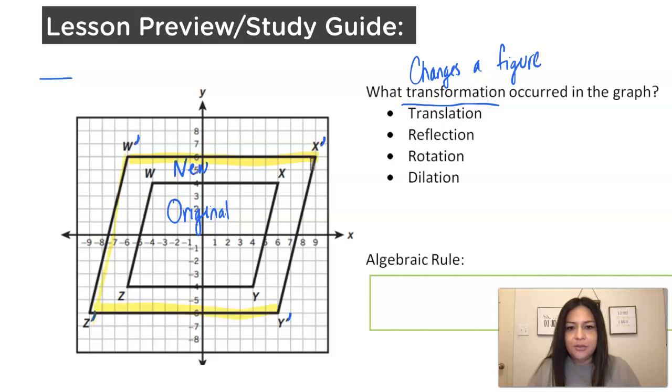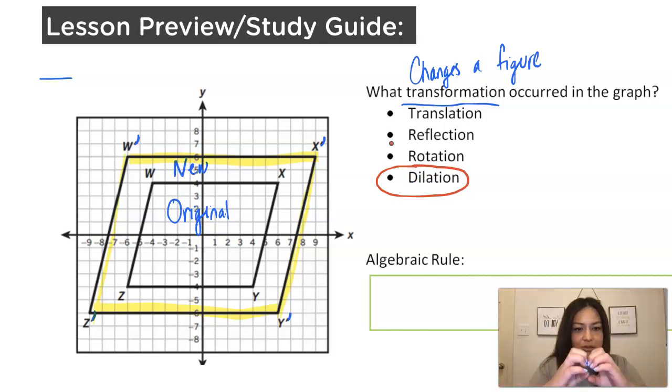Color coding always helps. Now, something that I noticed right away is that the size of the original figure has changed. Okay, so there's only one transformation that changes the size of a figure, and that is a dilation. So remember when we learned about dilations, we can either enlarge or reduce a figure, sort of like the pupil of your eye dilates, it enlarges, and then it reduces. So that's the one way that we can remember what a dilation is like. So this is the only one that changes the size of the figure.